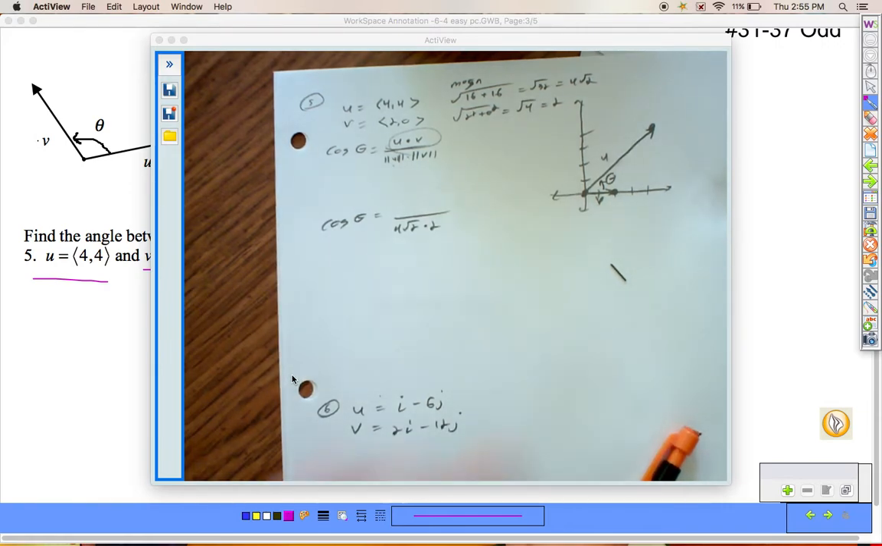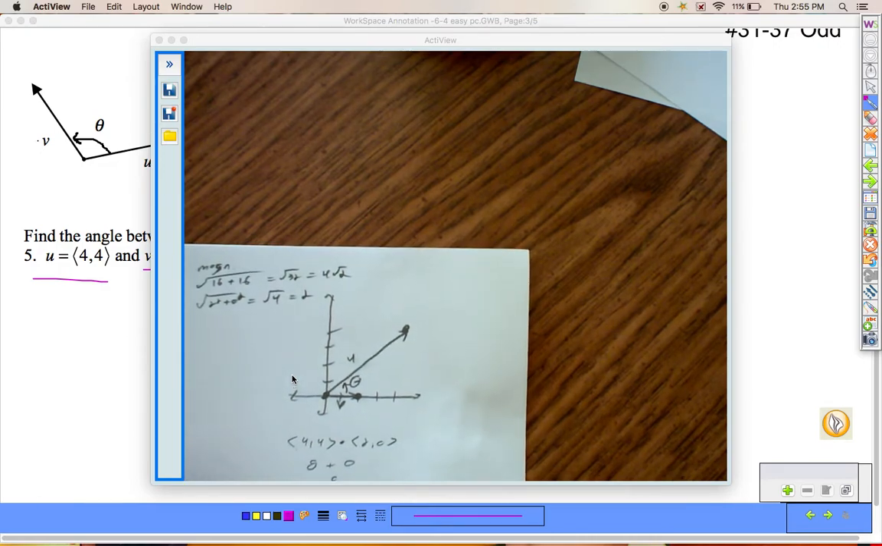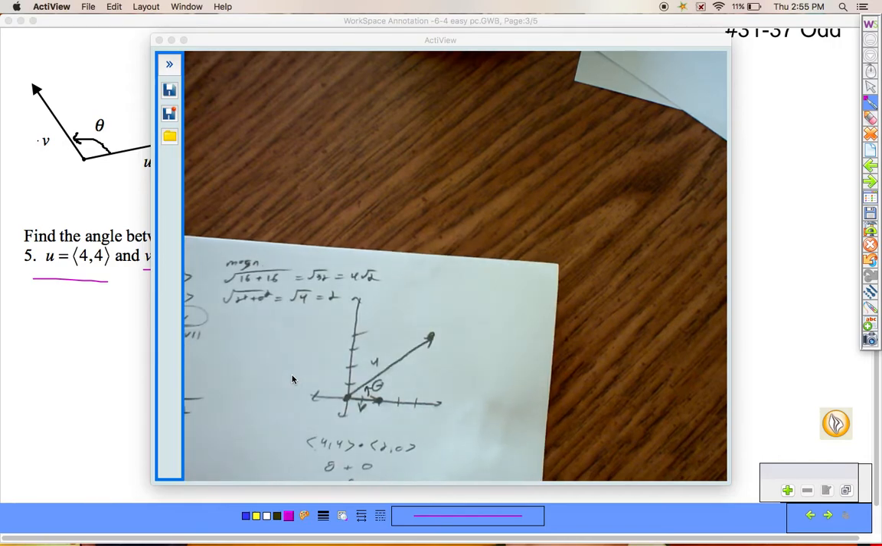My dot product: 4 times 4 is 16, 4 times 0 is 0. Multiply, I get 8. Multiply, I get 0. I'm going to put an 8 up here. So now I have the cosine of theta is 8 over 8 square root of 2. So the cosine of theta is 1 over the square root of 2, which we know is square root of 2 over 2.